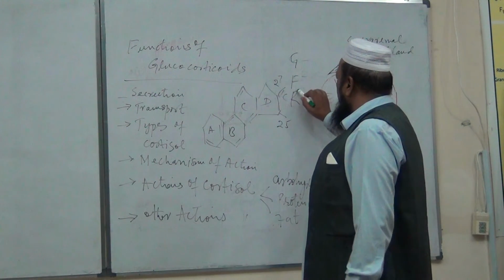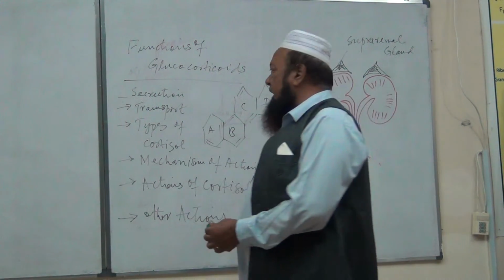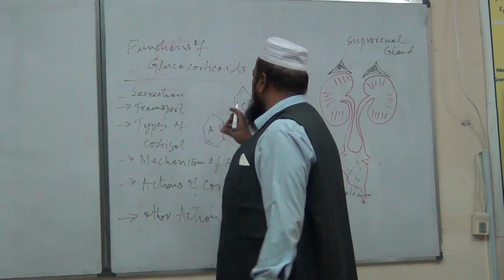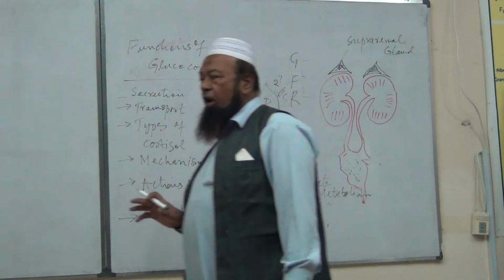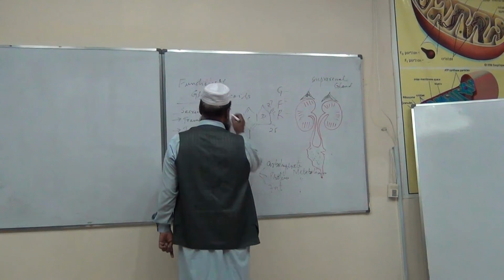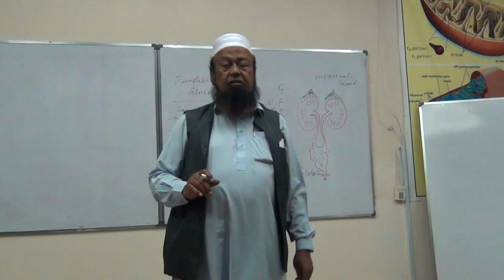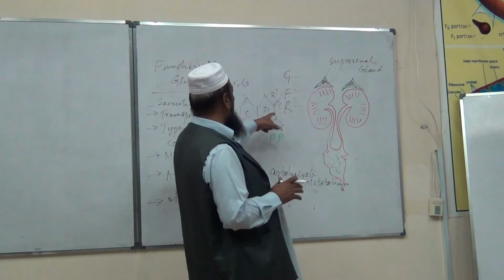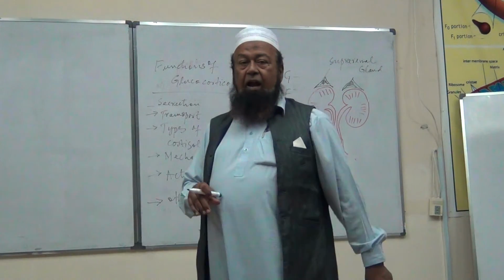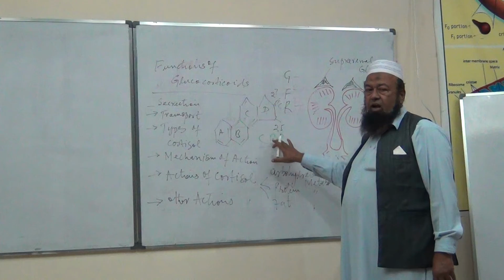Today we will be discussing the glucocorticoids. As far as the secretion is concerned, glucocorticoids are released from the suprarenal gland, and they are steroidal hormones. You know that steroidal hormones are those which have the CPP nucleus, a 27 carbon compound with 3 benzene rings and 1 other ring. This is called the cyclopentano perhydrophenanthrene ring system. Any hormone which has this nucleus is called a steroidal hormone.